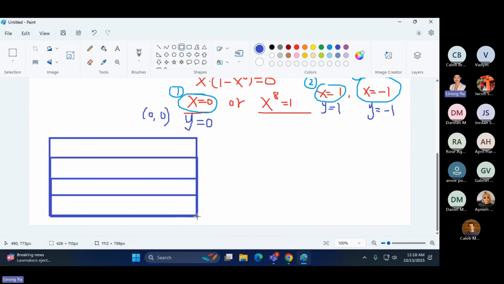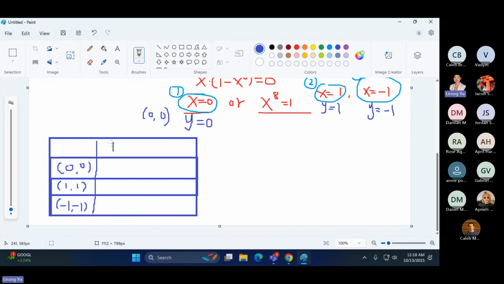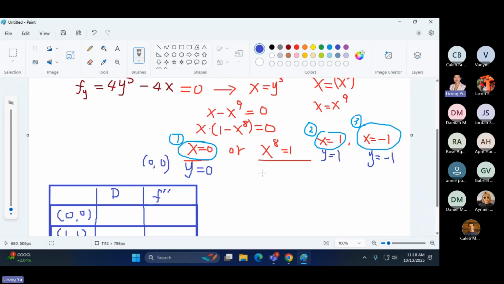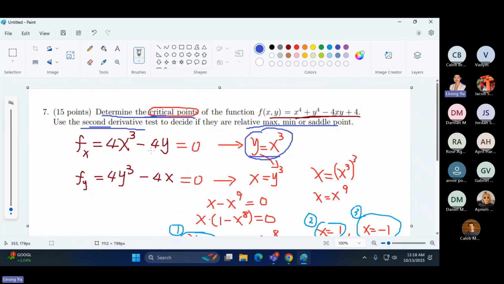So I'm trying to make a 4x4 table. These are the points. The first point goes 0, 0. The second point is 1, 1. The last point is negative 1, negative 1. We were supposed to do a second derivative test, so we have to calculate the D, and we also have to calculate the second derivative. That's what we're doing in the second derivative test.